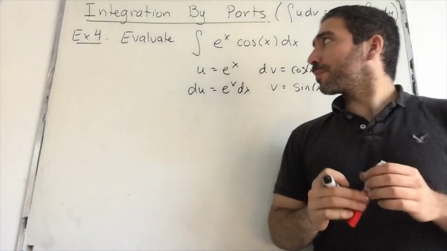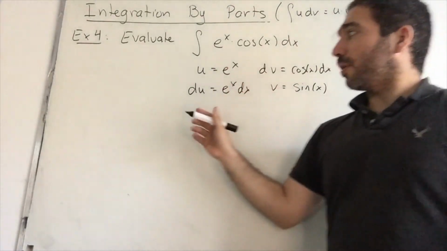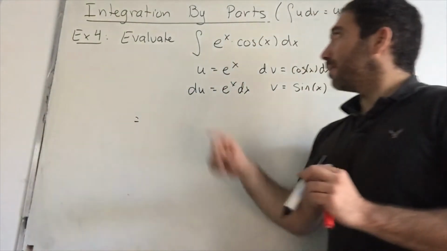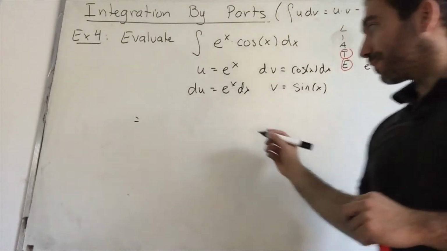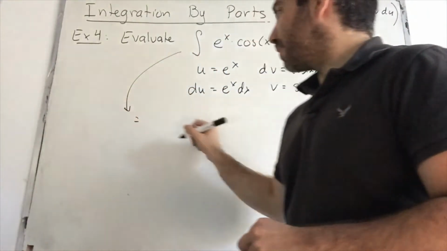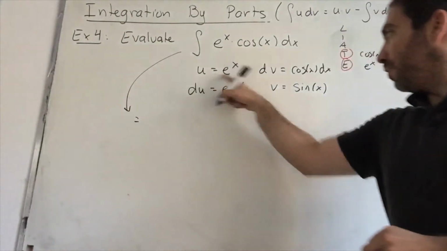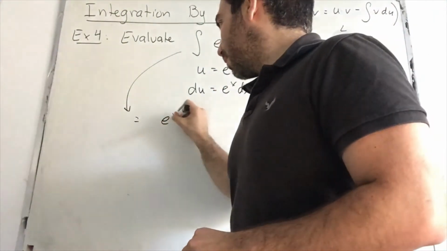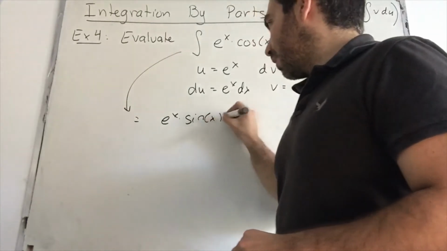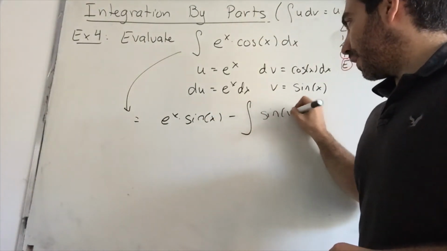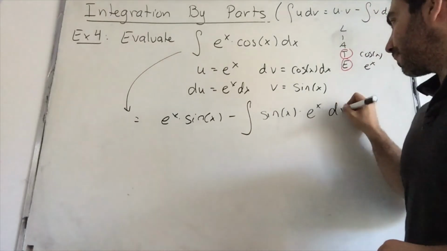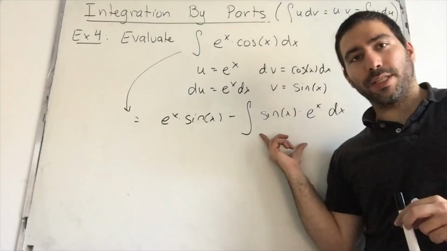Okay. So let's go ahead and apply our property. We know that the integral of u dv is equal to uv minus the integral of v du. So this thing over here comes in as u times v, e to the x times sine of x minus the integral of v du. In this case, sine of x times e to the x dx.